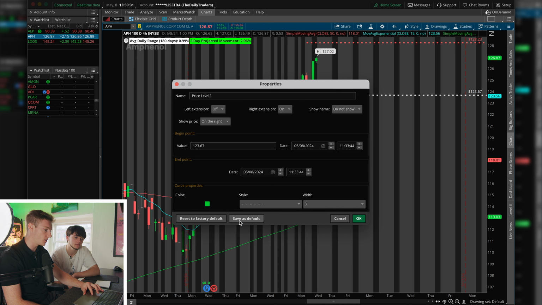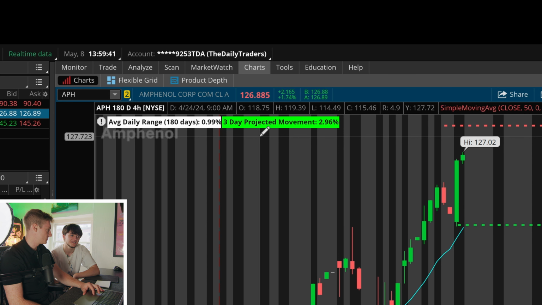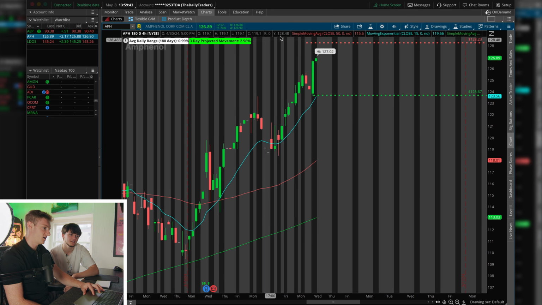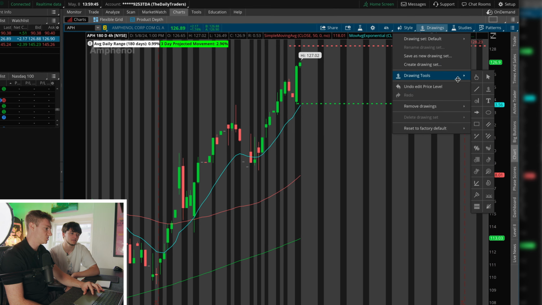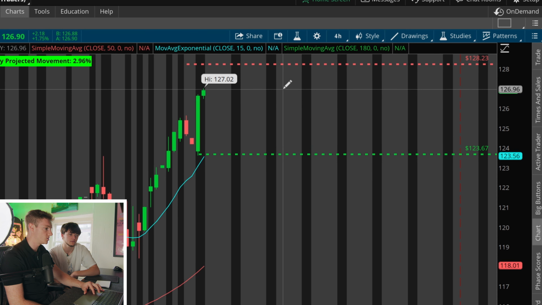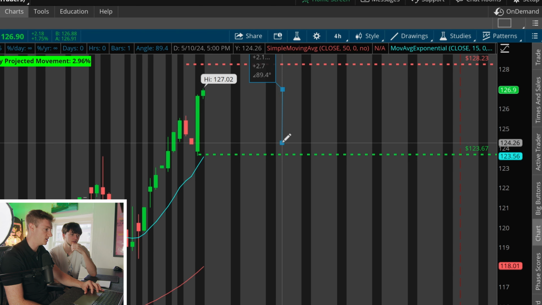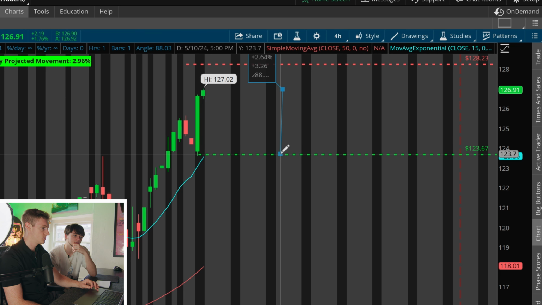And then let's see if this is a realistic target to hit. 3-day projected move. Okay, and then drawing tools. And this is why I'm giving you a couple examples. So we'll drag down from where we're currently trading. Okay, so it's 2.64. So it's within our 2.96. It's less than. So I would say that's a realistic target. Yes. Good? Yeah.